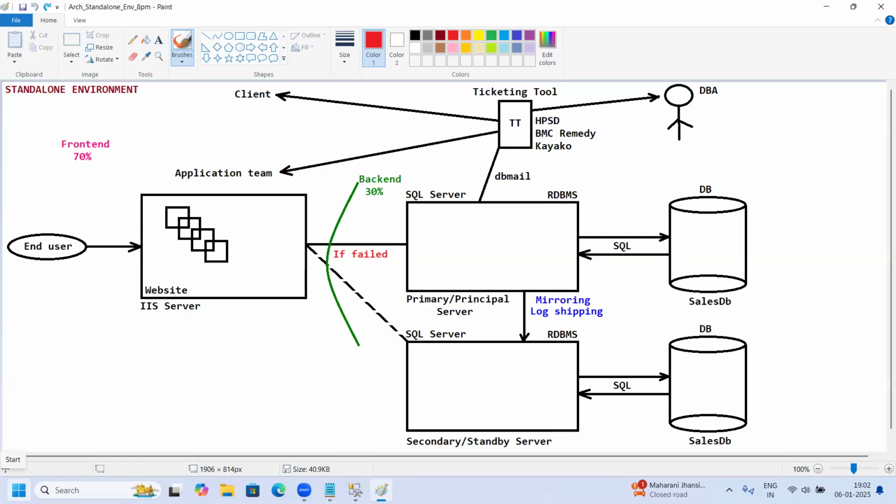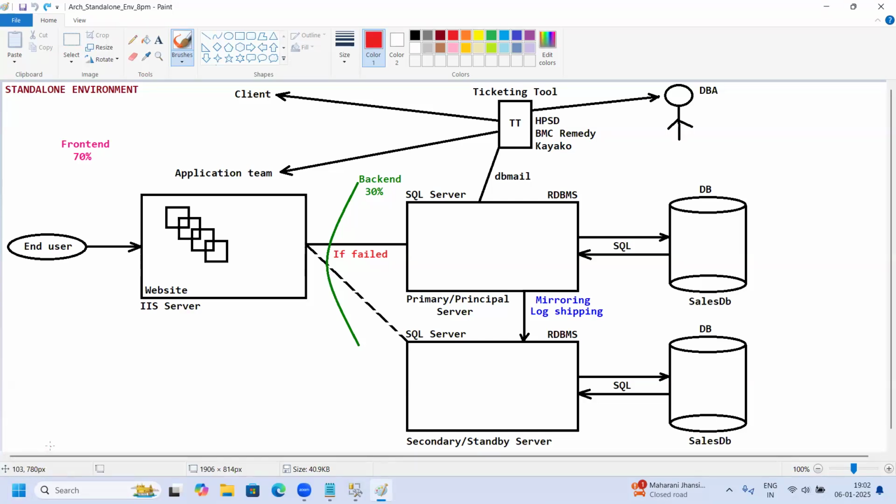And if you look into the process, you can very clearly see that backend team efforts are only 30%. 70% efforts are of the application team. 70%. You understand? This is how we work with a standalone environment.